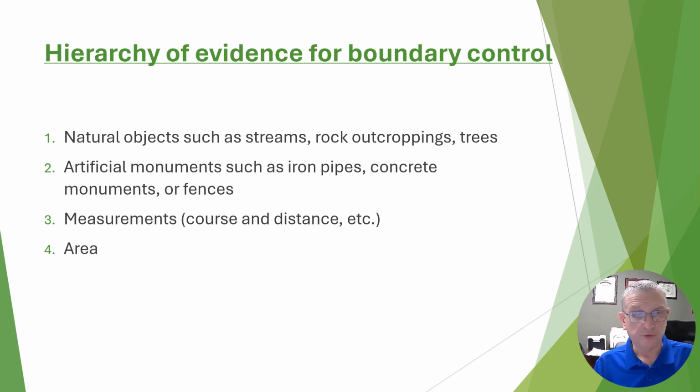Third, after these artificial monuments are measurements, also known as course and distance. Course meaning a bearing. Sometimes a course means a bearing and a distance, but measurements fall down pretty quickly outside of things that we find on the ground. Measurements are usually last resorted to, but the lowest controlling hierarchy is area.